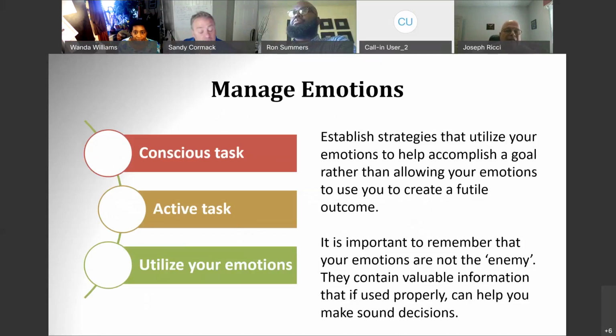So what we're moving into now is skills to help you manage your emotions. Managing your emotions is a very conscious and active task. Being aware of your emotional state at any given time enables you to come up with better strategies for managing yourself, managing your emotions. And one of the things we talked about last time was being able to anticipate the situations that tend to cause negative emotional reactions.